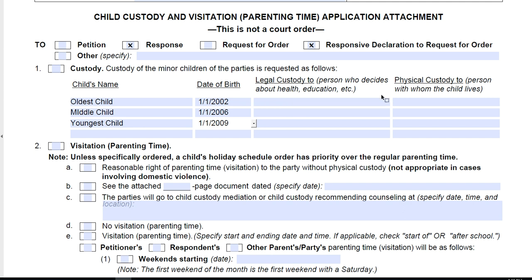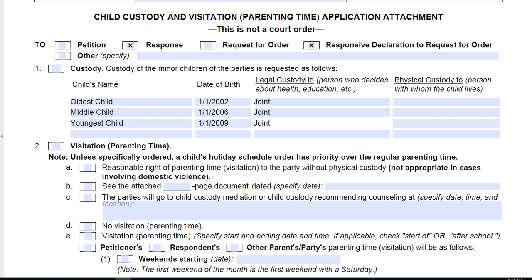So California has legal custody and physical custody. Legal custody is the decisions about health, education, braces, therapy. Anything that's an important decision is legal custody. It is most common when parents are co-parenting that legal custody be joint. So if you want to share legal custody with the other parent, then write in joint, and then write in joint for your middle child and joint for your youngest child.